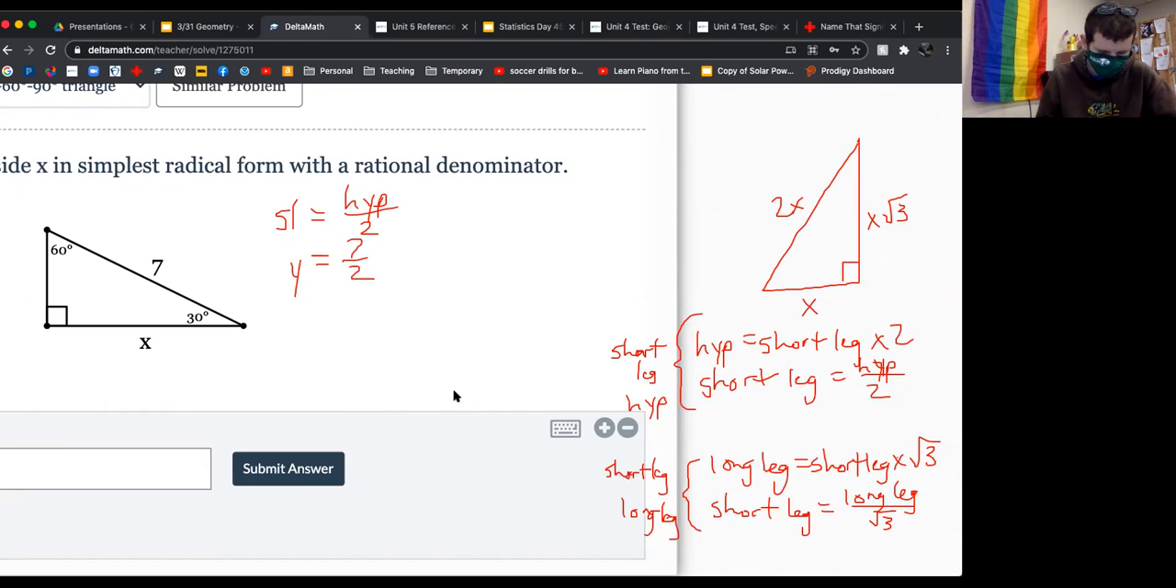All right, so let me go ahead and plug that in right here. 7 divided by 2. Now, if I know the short leg is 7 over 2, and I'm trying to figure out the long leg, what do we do?